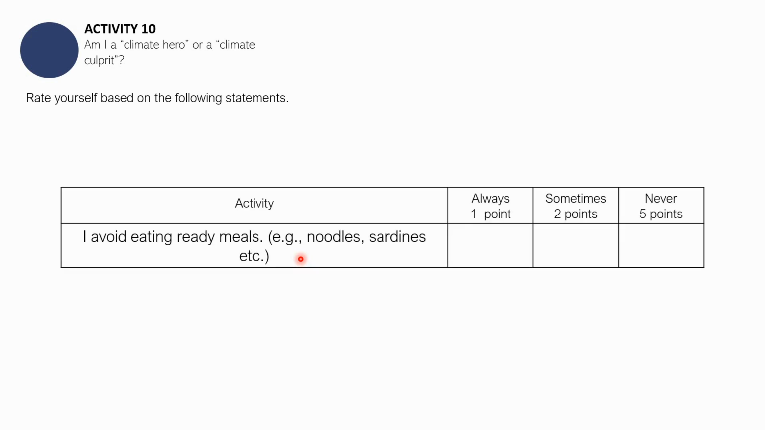Next, I avoid eating ready meals. Yung noodles, sardines, yung production din kasi ng mga yan, it requires so much energy. Okay, so how often do you avoid eating ready meals? Do you always avoid them? Do you sometimes avoid them? Or do you never avoid them? Ready meals for life?